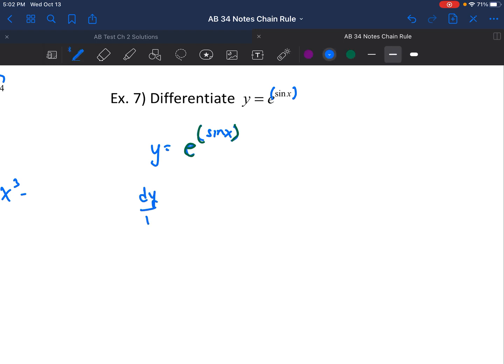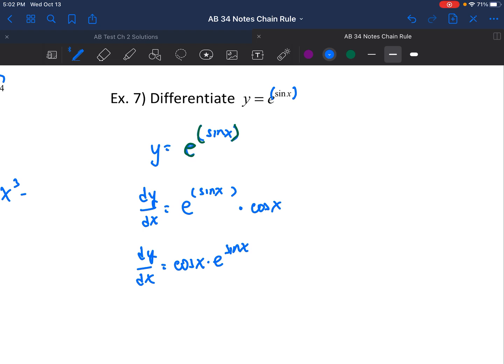So dy dx. Derivative of the outside stays e to our exponent, the sine of x. Multiplied now by the derivative of the inside. Derivative of sine, we've got cosine of x. Just rewriting that, we've got dy dx is going to be cos x times e to the sine x.